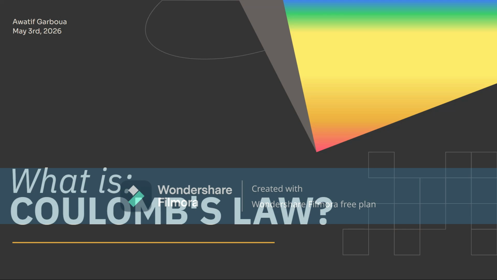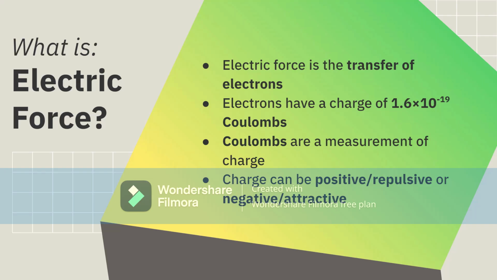Coulomb's law gives us the method by which we can measure the electrostatic force between two charged objects. But what does this mean? We're going to go through it step by step, starting with an understanding of what is electrostatic force. Put simply, electric force is the transfer of electrons from one object to another.